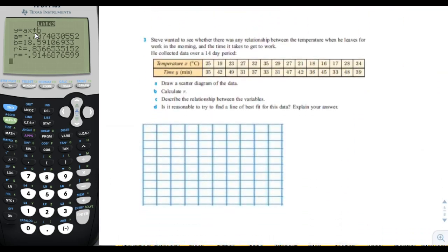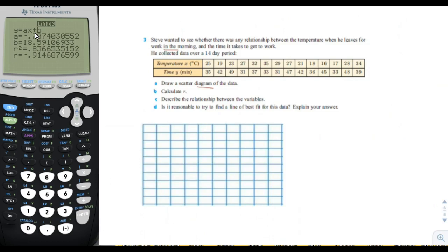Number 3. Steve wanted to see whether there's any relationship between the temperature when he leaves for work in the morning and the time it takes to get to work. So he's thinking that if it's cold or hot, then it's going to make it take longer to get to work. I don't know exactly why. Maybe the car doesn't run as well when it's hot or cold. Okay, so he collected this data.